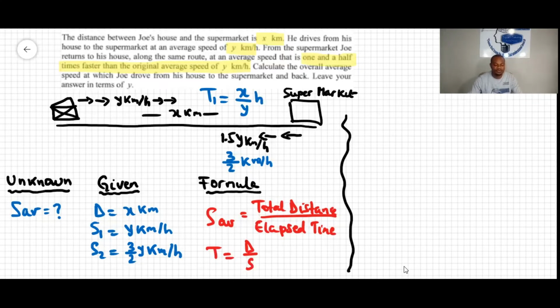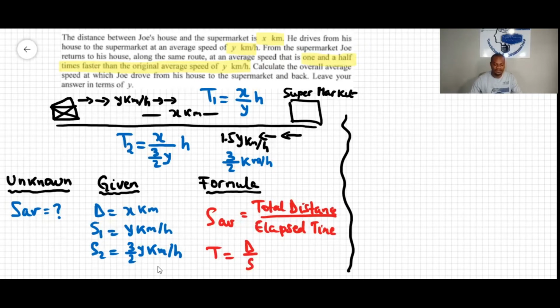Now, the time Joe took to leave the supermarket to his place will also involve the distance X, because the distance is the same. Distance doesn't vary, it will be the same distance because the question says it takes the same route. So X over 3/2y. That's the time Joe took to leave the supermarket to his place.